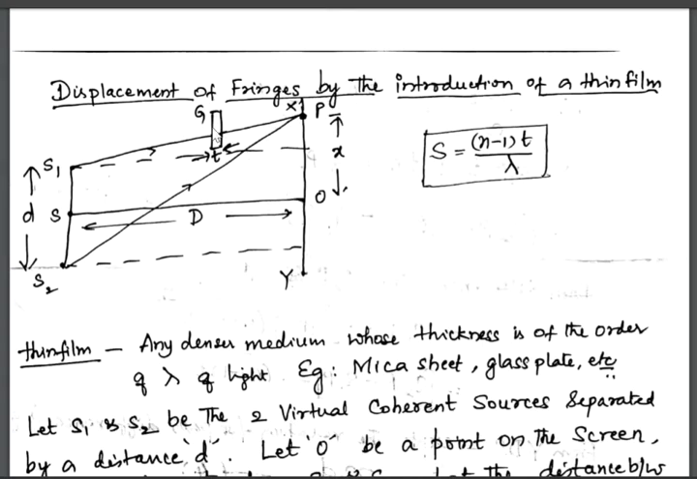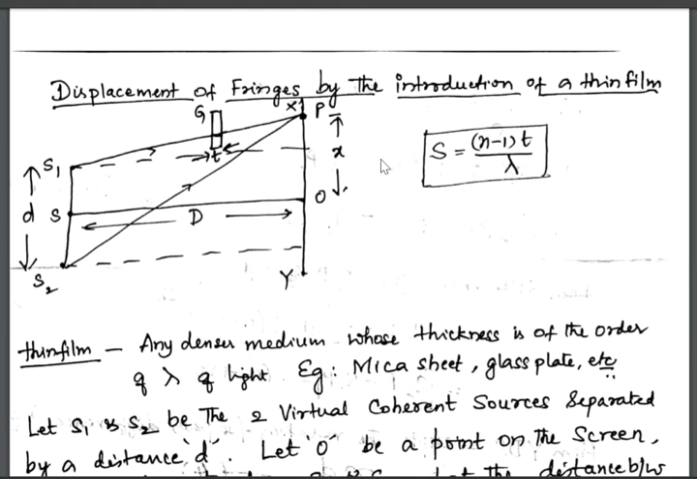If you introduce this thin film of thickness t and refractive index n in one of the interfering beams, it may be S1P or S2P, then we observe that the central bright fringe will be shifted through some distance, which can be calculated using this formula: S equals (n minus 1) t divided by lambda.